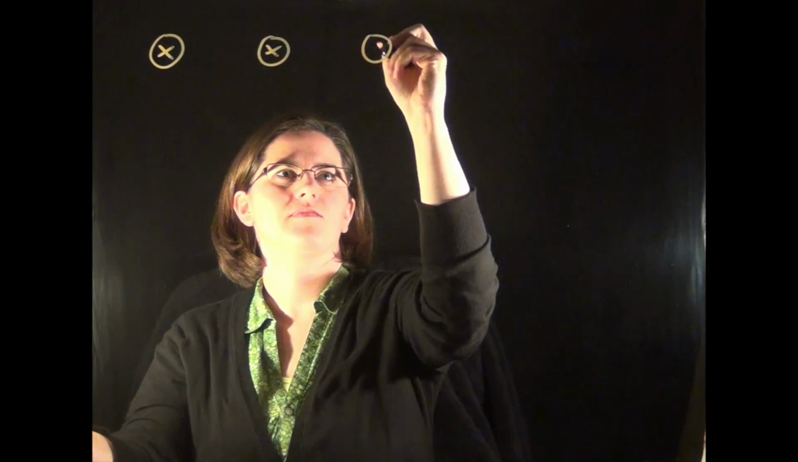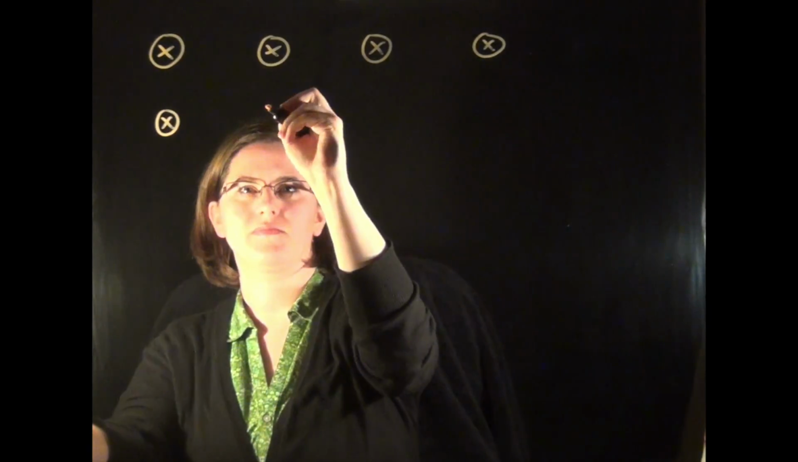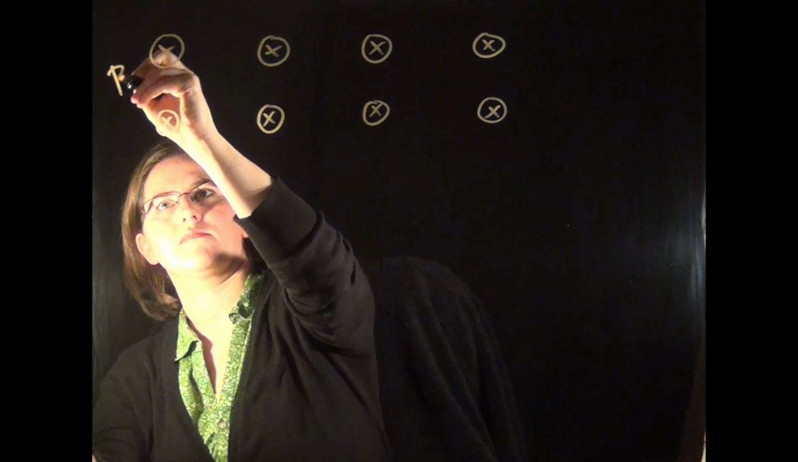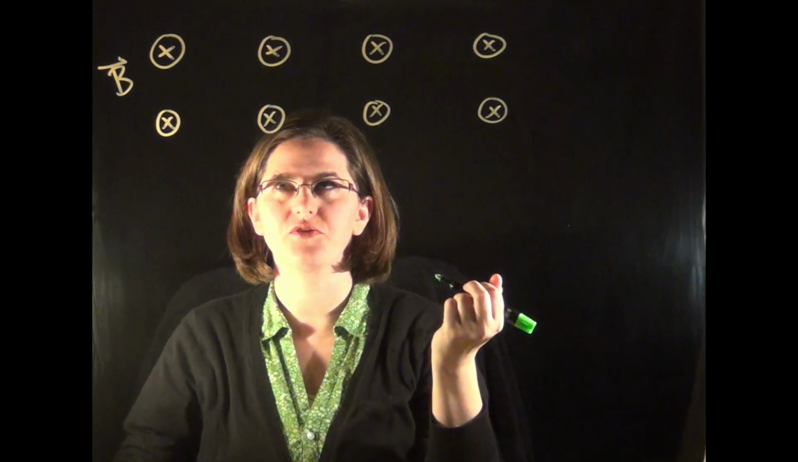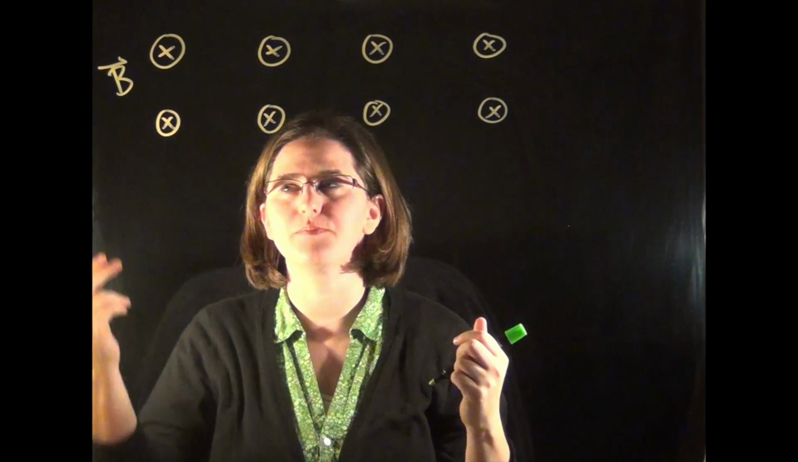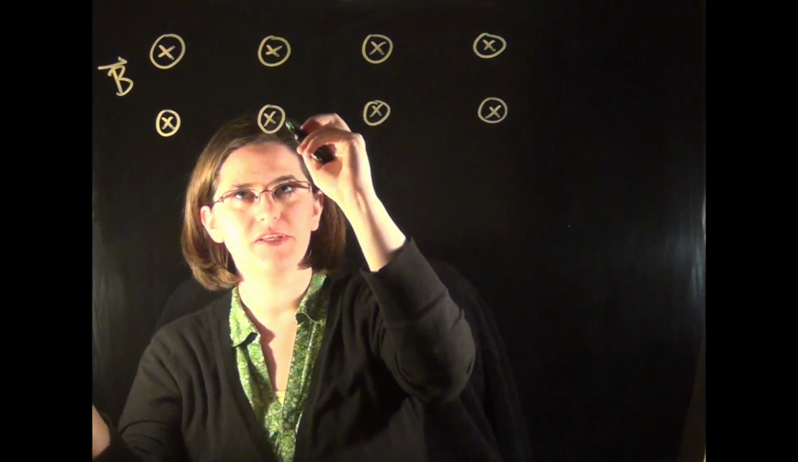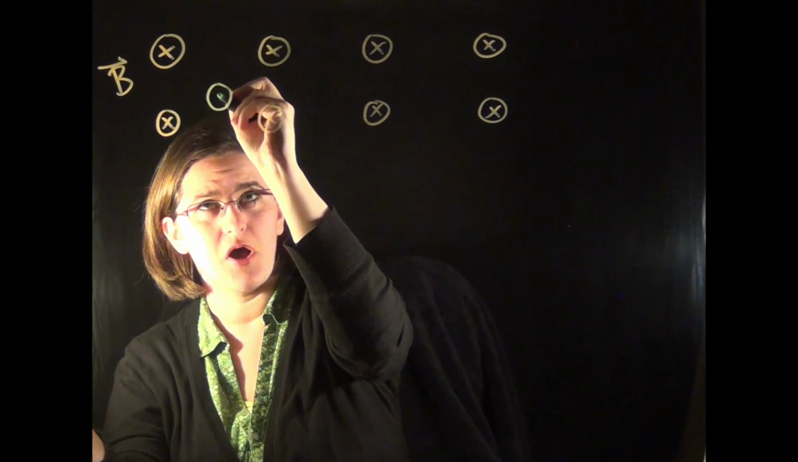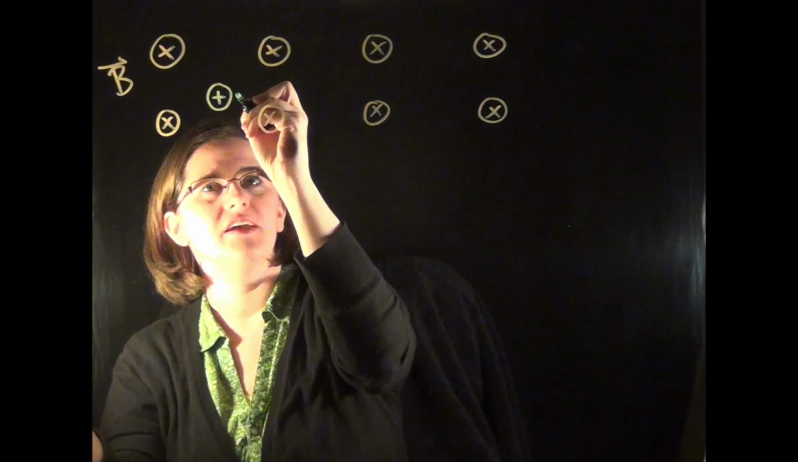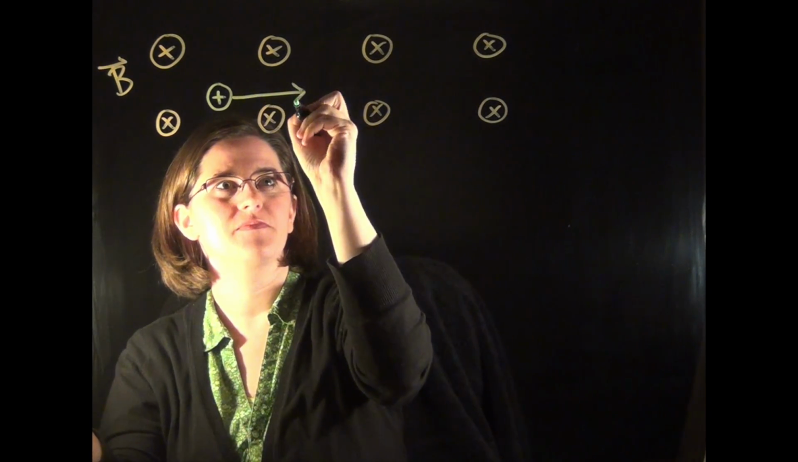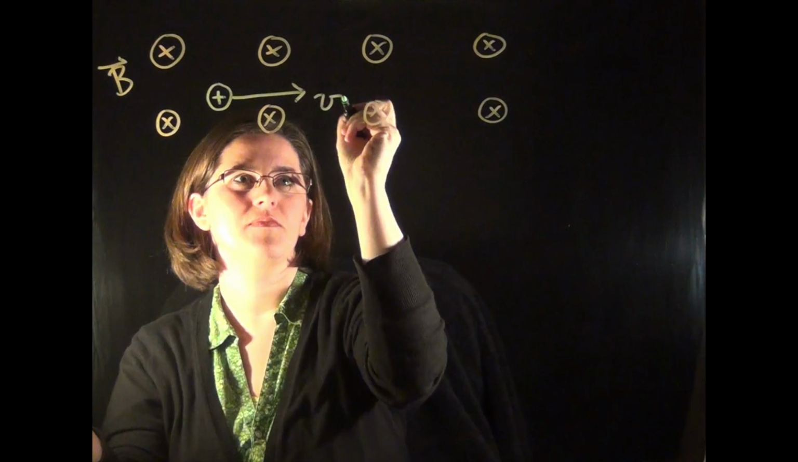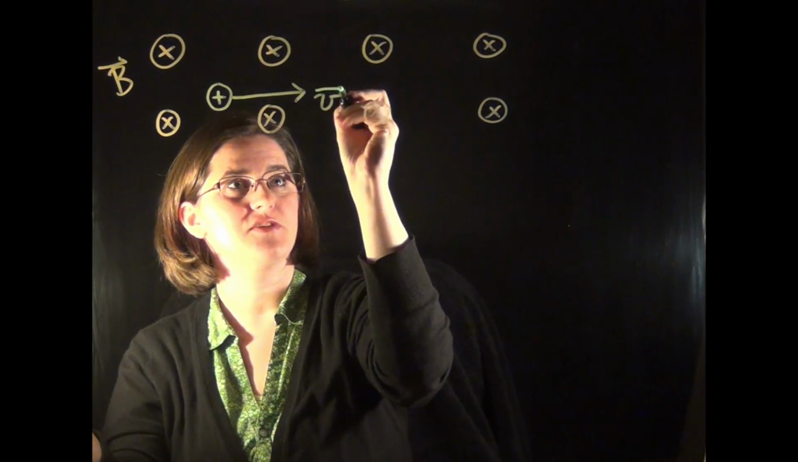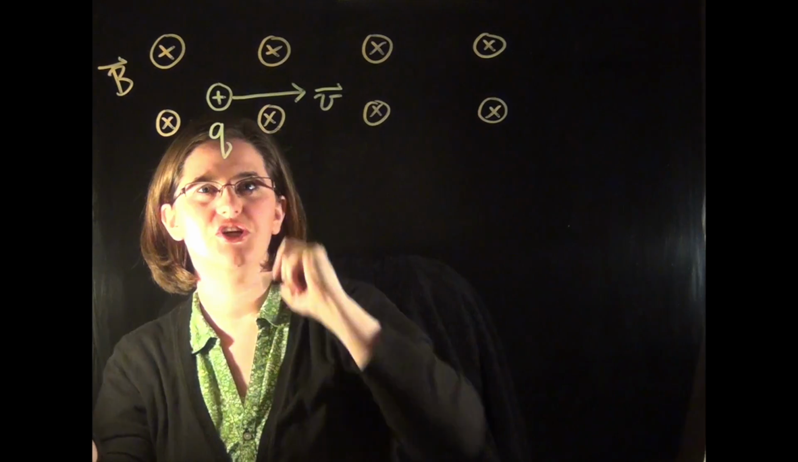So let's draw a magnetic field and a moving charged particle coming in, and let's see what happens to it. Now let's send a charged particle into this magnetic field, perpendicular to the magnetic field. Let's say it's positively charged, and it's moving with a velocity v. That's our velocity vector, and we're going to call the charge q.